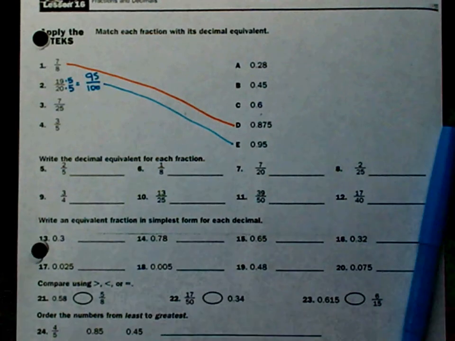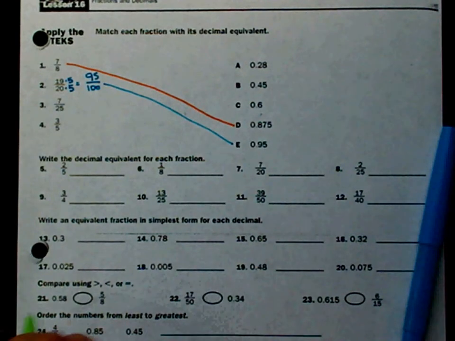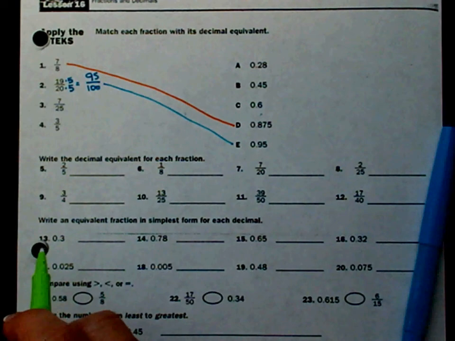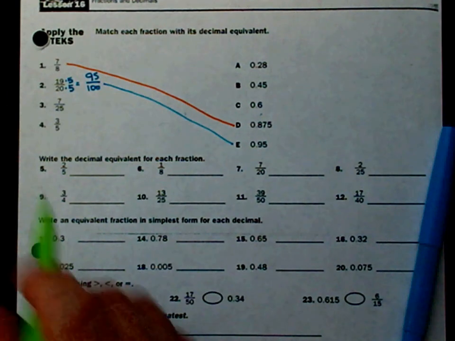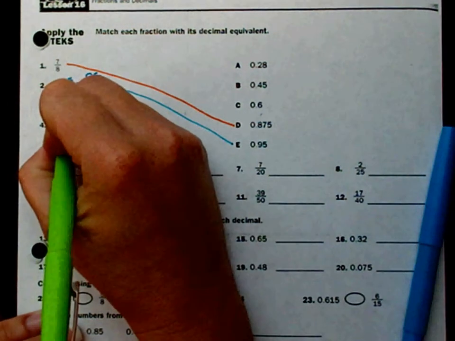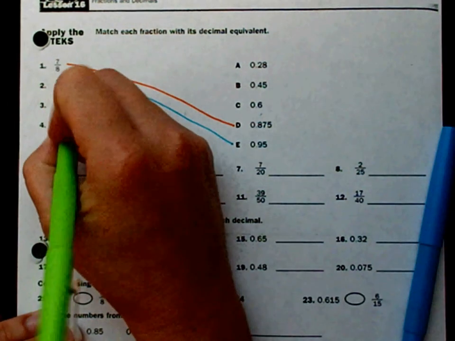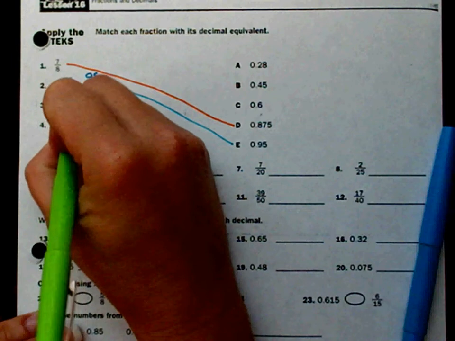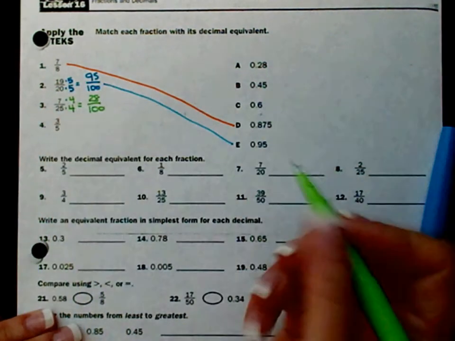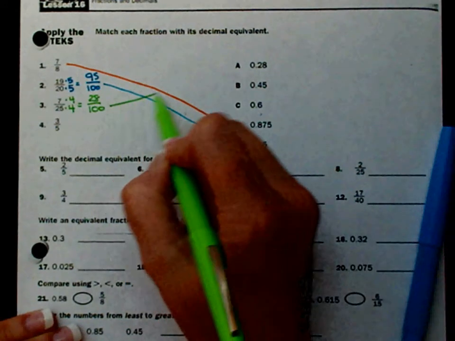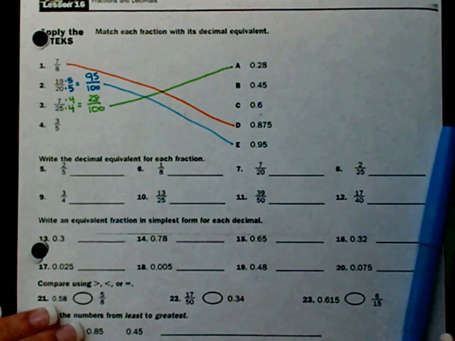For 7/25, again, that's not a benchmark, but I know because of my fourths that dealt with quarters, I know that it takes 4 quarters to get $1. So I'm going to multiply the bottom by 4, which means I have to multiply the top by 4, which gives me 28 hundredths, which matches A in decimal form.